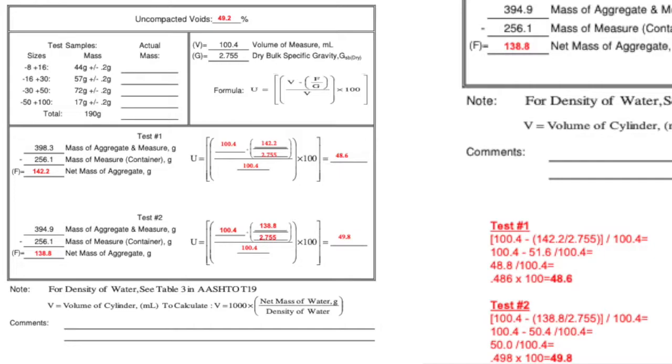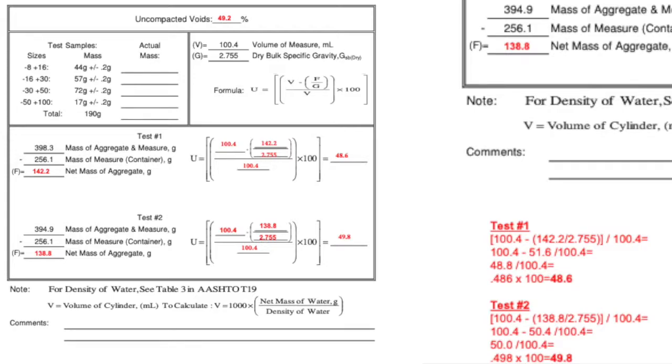So let's look at test number 2. Different values, same math. We're going to get our volume, which is V, 100.4. We're going to subtract that from F over G, F being your net mass of aggregate, 138.8. Divide that by our GSB of a 2.755. Will yield us a 50.4. So we'll subtract the 50.4 from our volume of 100.4, which would give us 50. 50 divided by our volume, 100.4 times 100, will yield us a 49.8.